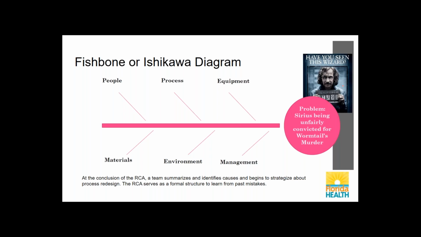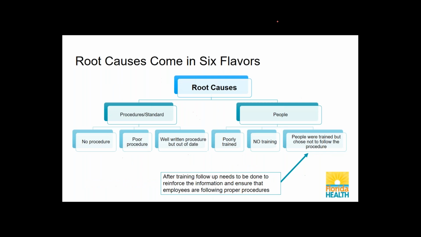Now, with a root cause analysis, basically it's going to come in six flavors, right? And it's going to split off into two different categories. It's either going to be that the error occurred because of procedures or standards, or people. On the procedures and standards side, either your facility has no procedures, you have poorly written standard operating procedures, or you have well-written procedures, but they're out of date. These are some of the things that could have caused that error, that sentinel event, that adverse event to occur.